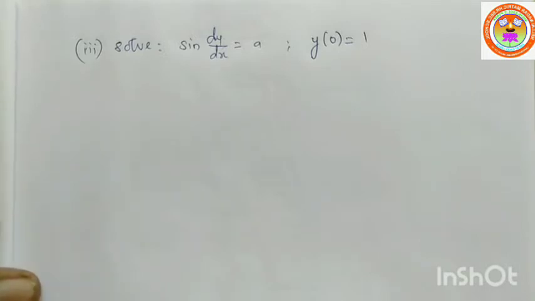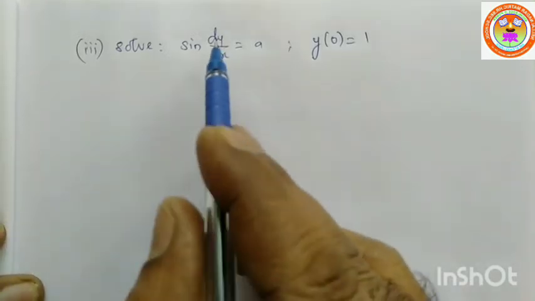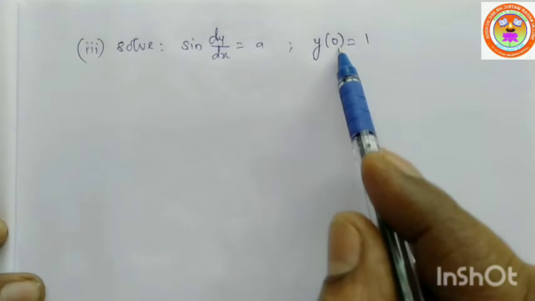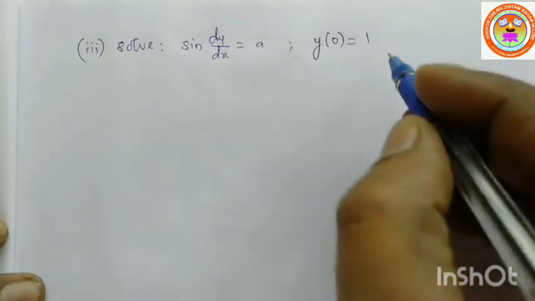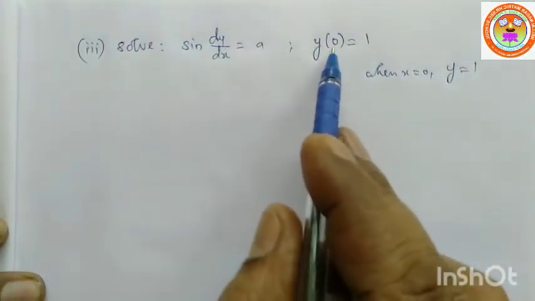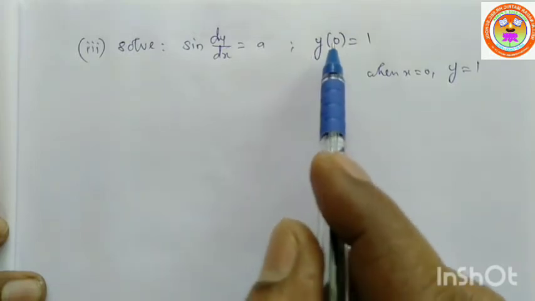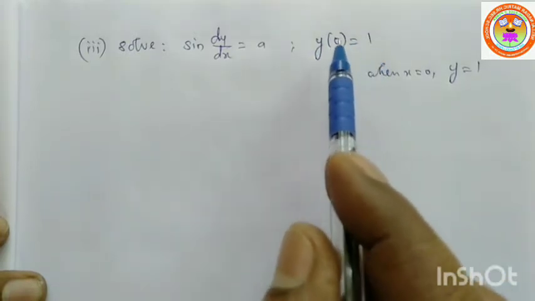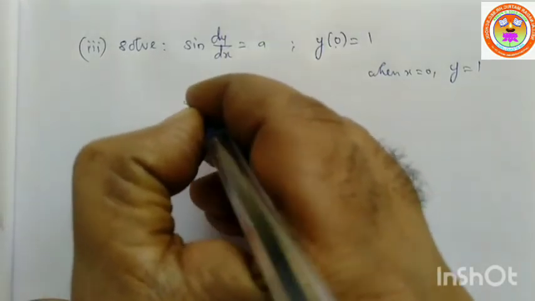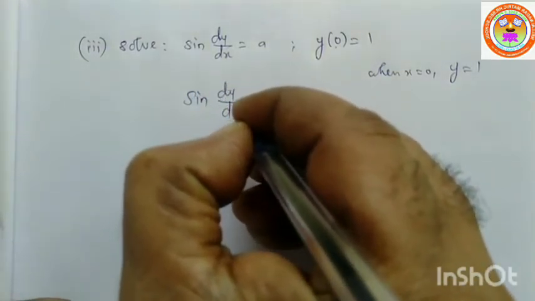Okay, students. Now let's move on to the next question. The third subdivision: solve sin of dy by dx equal to a, where y of 0 is equal to 1. This means when x is equal to 0, y is equal to 1. That's the meaning. Anyhow, first we are going to solve the equation, that is sin of dy by dx is equal to a.